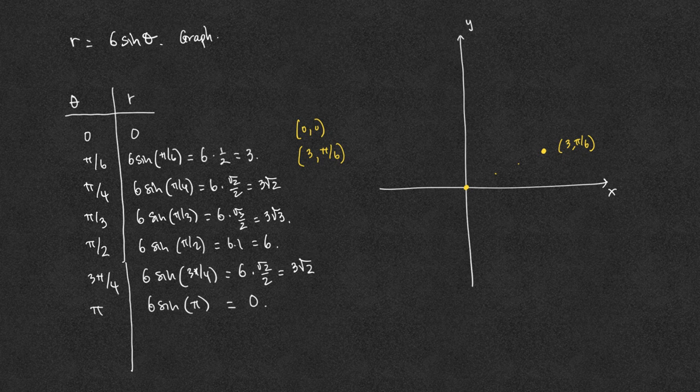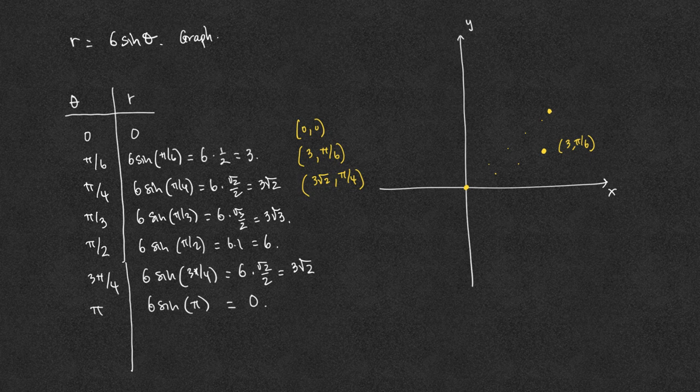When theta equals pi over 4, r is 3 root 2, so the polar coordinate is 3 root 2, pi over 4. We stay on the ray pi over 4 and go out 3 root 2. The square root of 2 times 3 is approximately 4.2. The square root of 2 is about 1.4, and 1.4 times 3 is about 4.2. So we stay on the ray that is between 0 and pi over 2 and go out about 4.2 units.